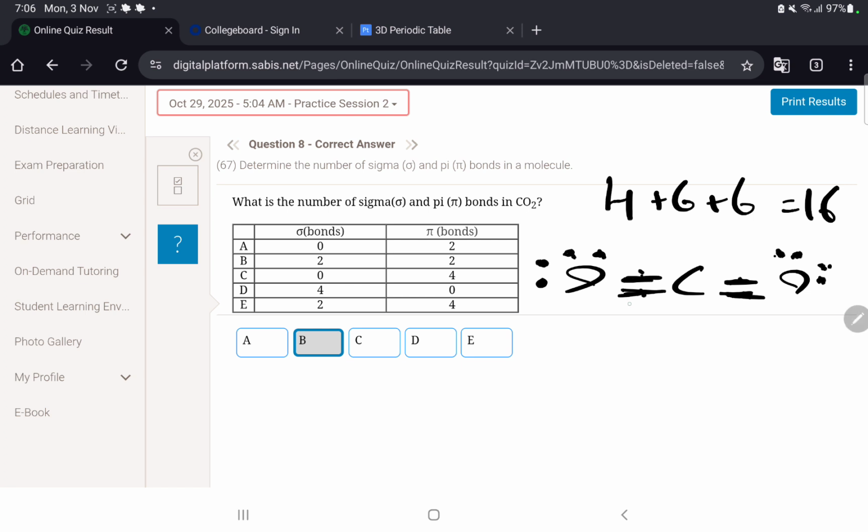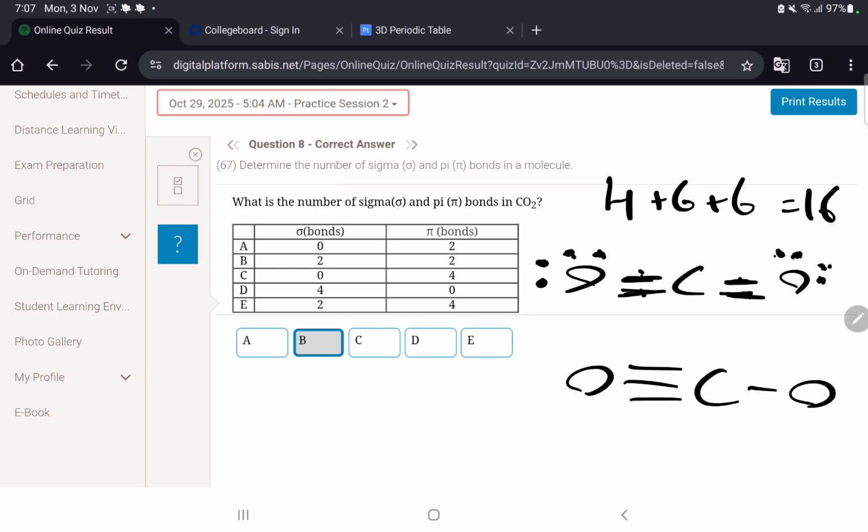Why do we not draw here a triple bond? Because O can't triple bond. O can only double bond. So don't do this tomorrow and say, oh, there are... well, it's still correct here. It's 2 sigma and 2 pi.